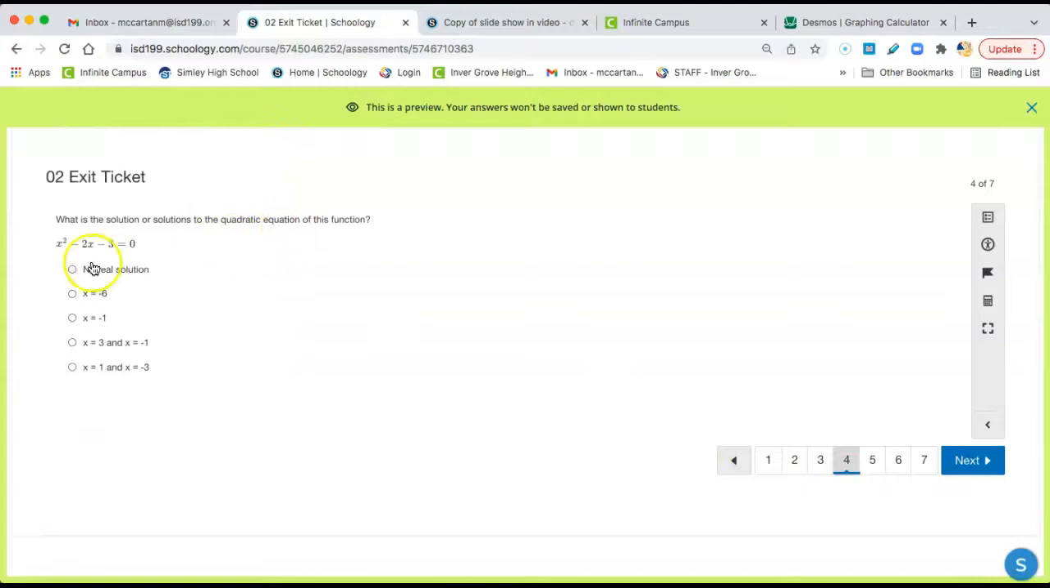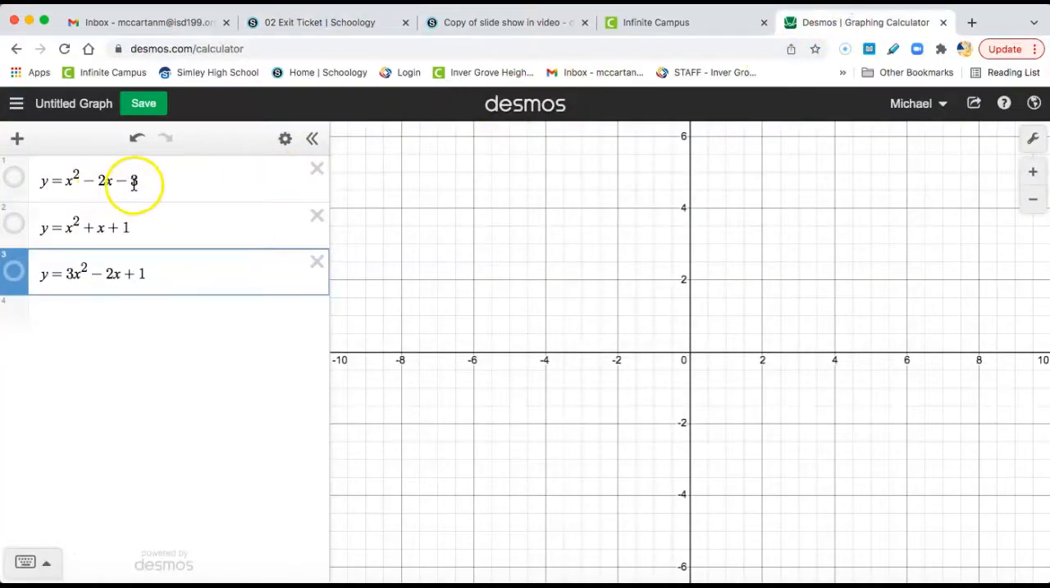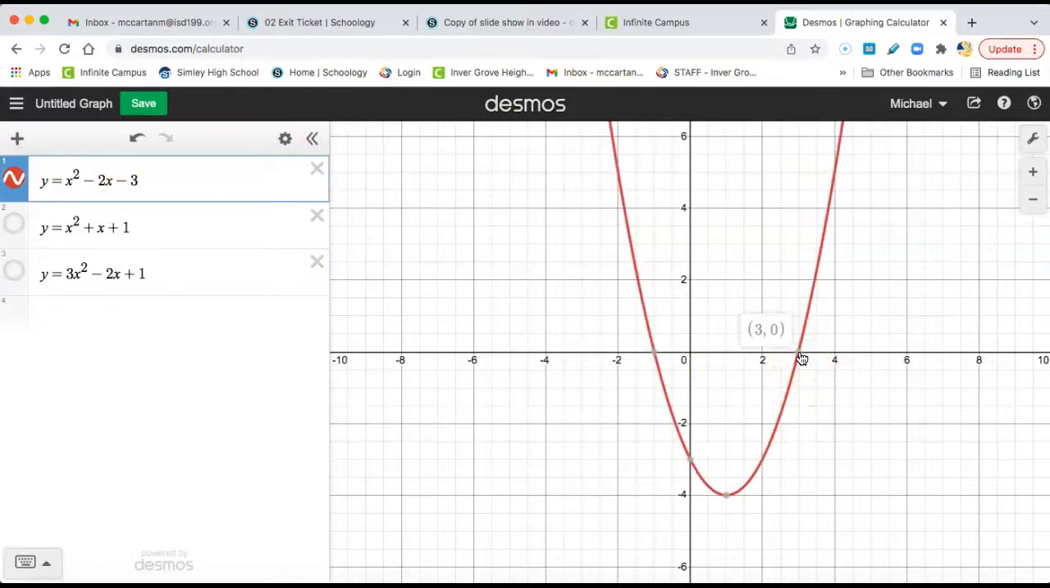What are the solutions? X squared minus 2x minus 3. Let's put it in decimals. X squared minus 2x minus 3 is that one right there. All right. Where's it cross? Take a look. 3 it crosses. And negative 1 it crosses. Negative 1 and 3. Those are the two answers.